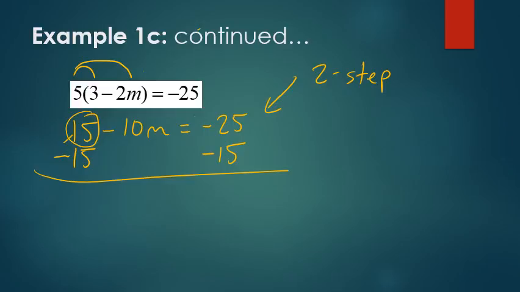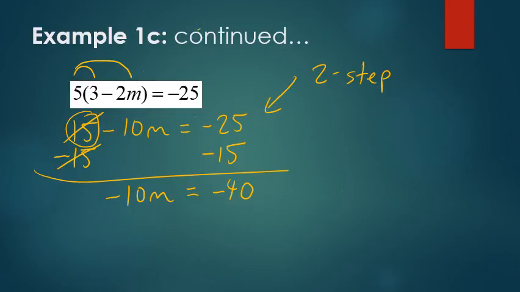So 15's cancel, so positive 15 and that subtraction of 15 cancel. Bring down the negative 10m because I didn't do anything with it yet. Bring down the equal sign. Negative 25 minus 15. So again, if you need a calculator here, make sure you're using a calculator. Negative 25 minus 15 gives me a negative 40.